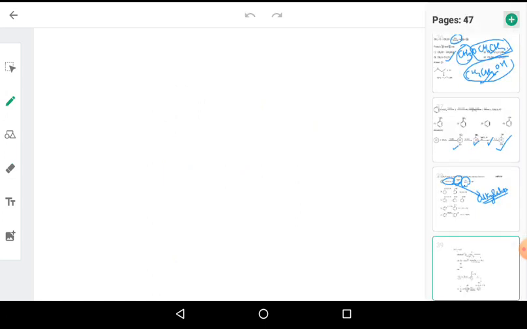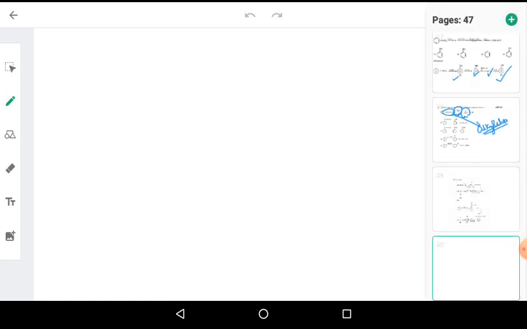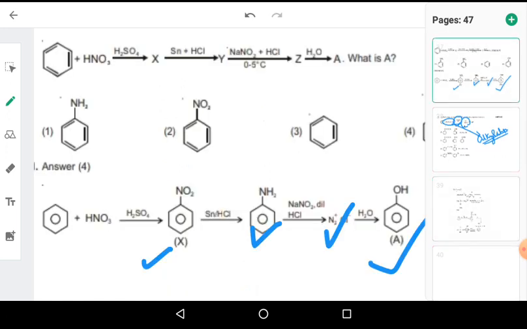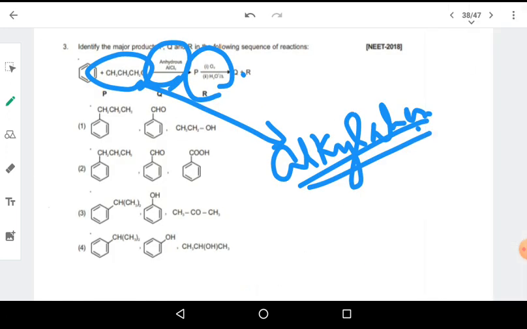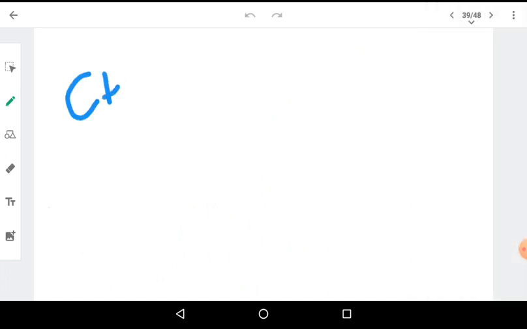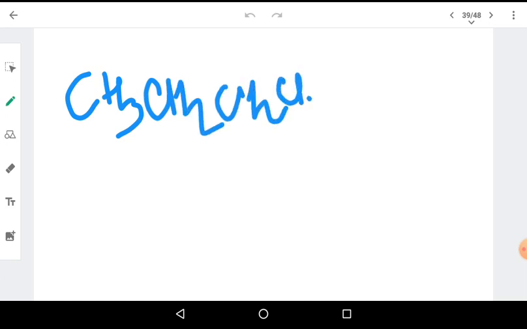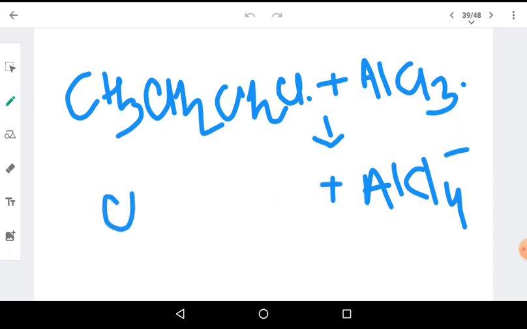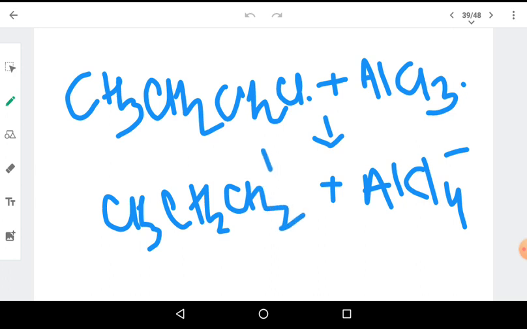So I will do that again. What is the compound that is given for us? Here it is CH3CH2CH2Cl. What is happening? This is going to react with AlCl3 to form AlCl4 minus and CH3CH2CH2 with a positive sign.